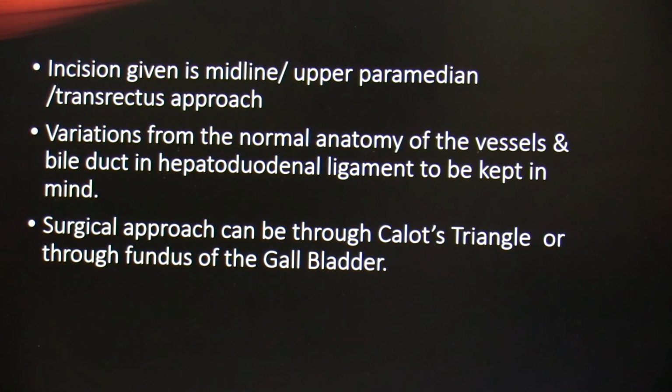Now talking about cholecystectomy. If a patient comes with acute cholecystitis and on investigation you see the gallstone, what is the next step? Removal of the gallbladder is cholecystectomy. So what are the preferable incisions? The incisions are midline, upper paramedian or transrectus approach. Variations from the normal anatomy of the vessels, as we have seen above, should be kept in mind. And when we were talking about Calot's triangle, we said the surgical approach is through Calot's triangle or through the fundus of the gallbladder.